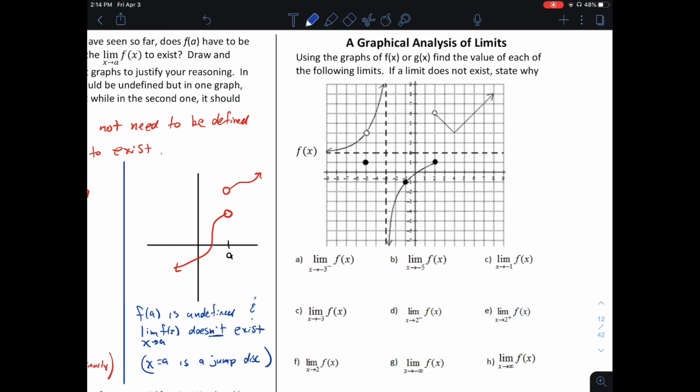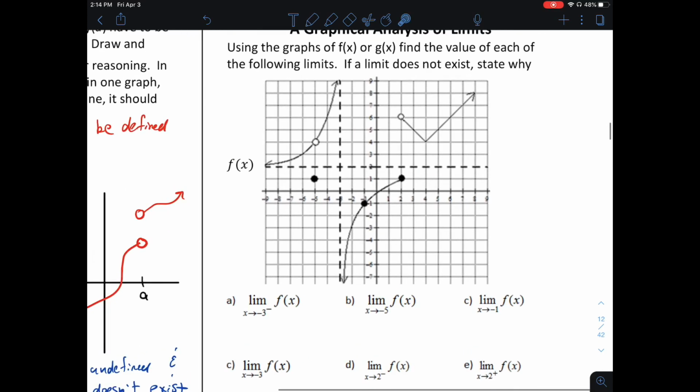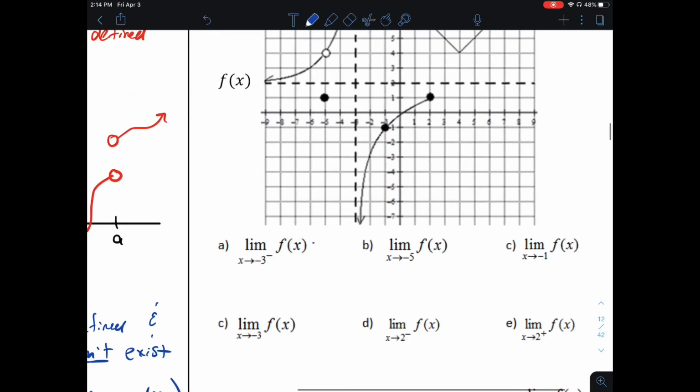Graphical analysis of limits. Use the graph to find the limits, and if a limit doesn't exist, state why. So A, we're supposed to find what the y value is approaching as x approaches negative 3 from the left. Negative 3 is here. If we approach from the left, it looks like y is approaching infinity, which means the limit does not exist because infinity is not a number.